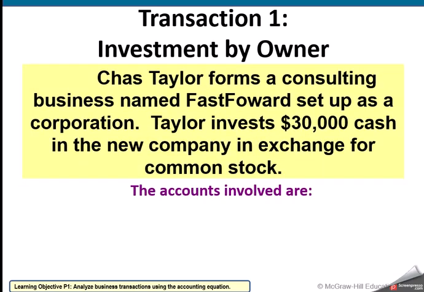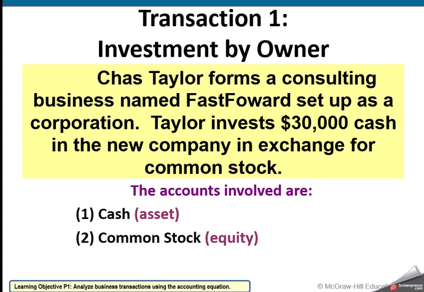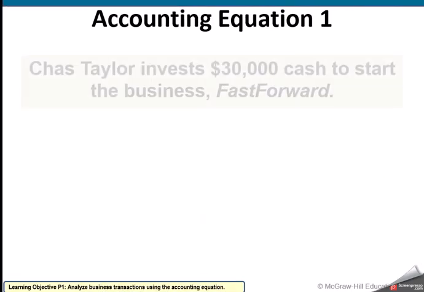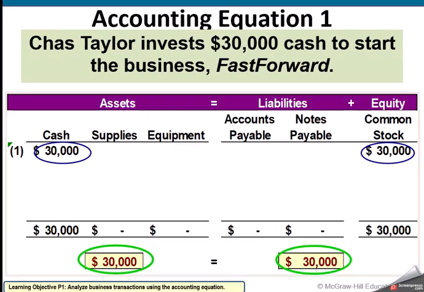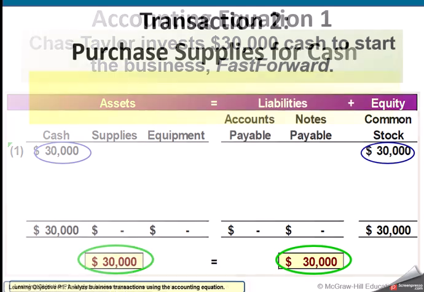So then we go through some different transactions just to identify what's involved. So Taylor invests $30,000 cash in a company in exchange for common stock. So we have cash coming in and common stock going out. Then here it would go into our accounting equation. Again, cash is an asset, common stock is an equity. So our equation balances, our assets equal our equity.